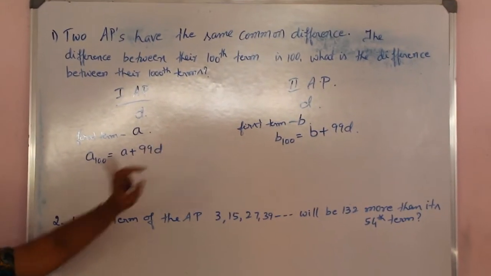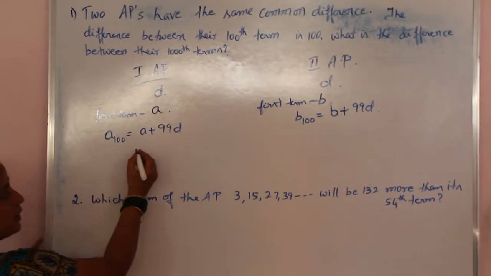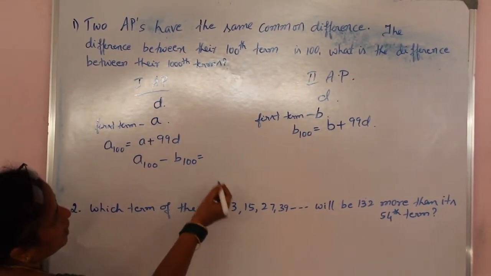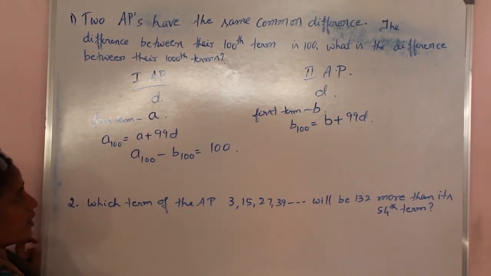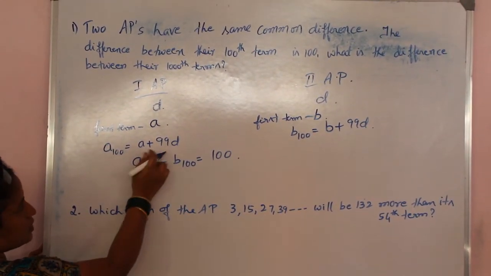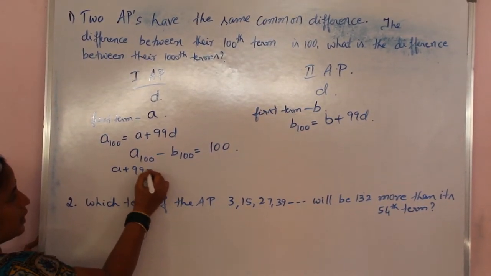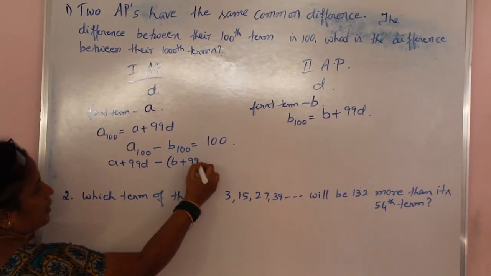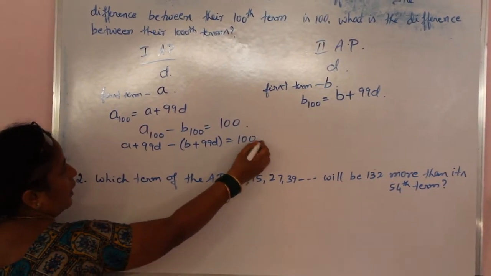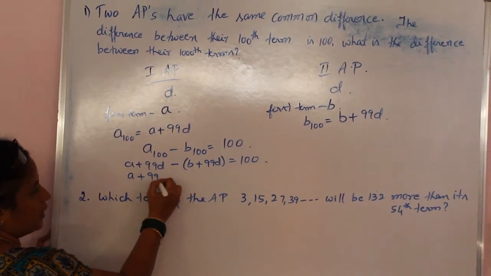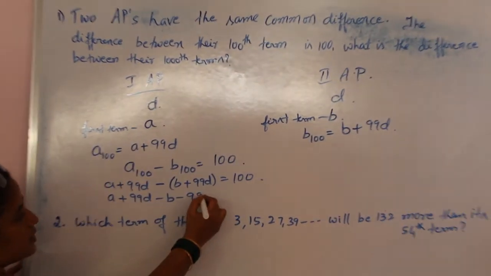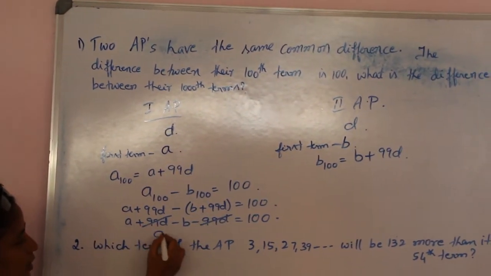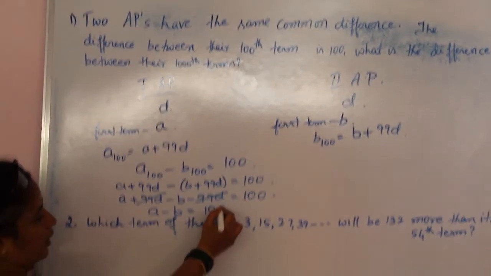Then read the question. The difference between the 100th terms is 100. That means A100 minus B100 equals 100. So expand this: A100 is A plus 99D, minus, put a bracket, B100 which is B plus 99D, equals 100. Now do the subtraction: A plus 99D minus B minus 99D equals 100. 99D and 99D cancel. A minus B equals 100.